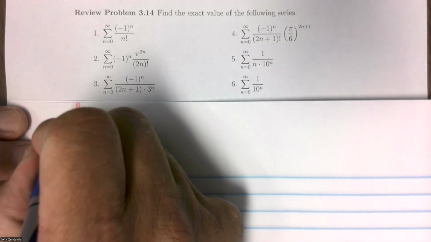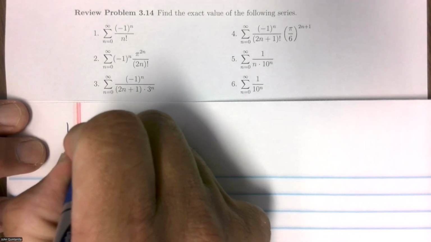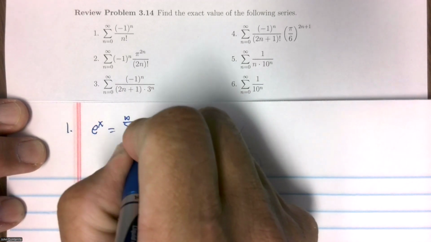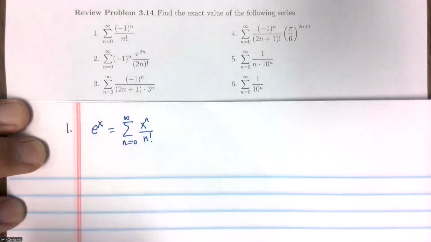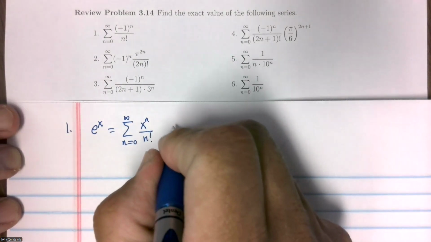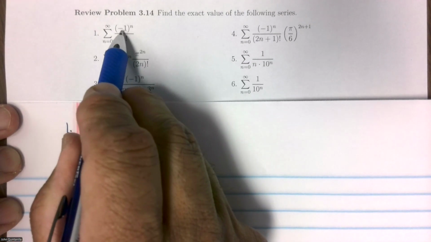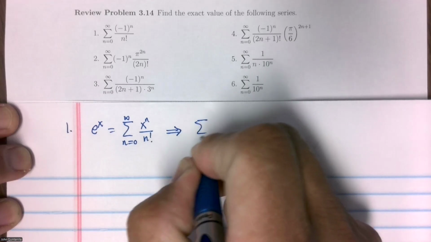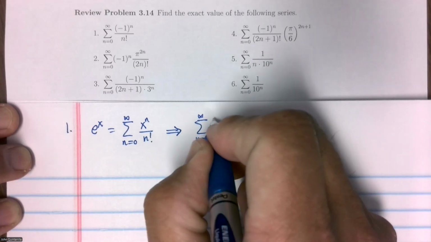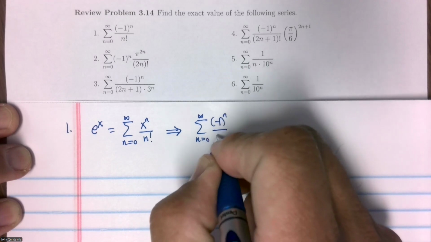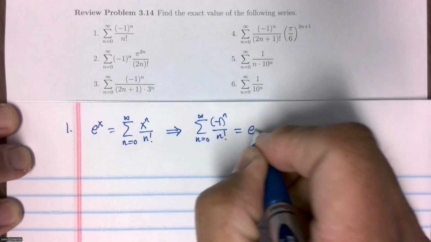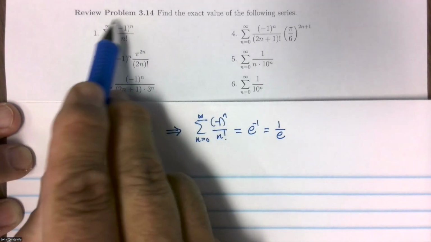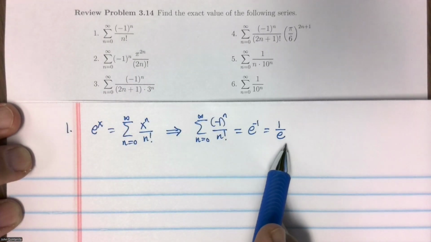All right, number one, we know that e to the x is equal to the summation of n equals 0 to infinity of x to the n over n factorial. That's a given series. Now, that's pretty much what I have here, except my x has been replaced by -1. So replacing x by -1, I know the summation n equals 0 to infinity of (-1) to the n over n factorial will be equal to e to the -1, or 1 over e. And so this expression here is simply equal to 1 over e.